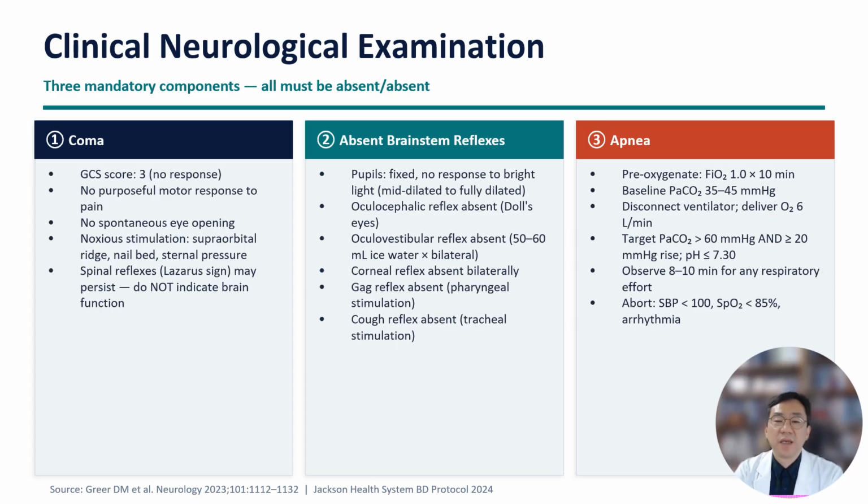Component 2, absent brainstem reflexes. This is a specific checklist. Pupils must be fixed, no response to bright light, midsize to fully dilated. No oculocephalic reflex. That's the doll's eye test. No oculovestibular reflex. That's ice water caloric testing, 50 to 60 milliliters in each ear. No corneal reflex bilaterally. No gag reflex, no cough reflex with tracheal stimulation. Every single one has to be gone.